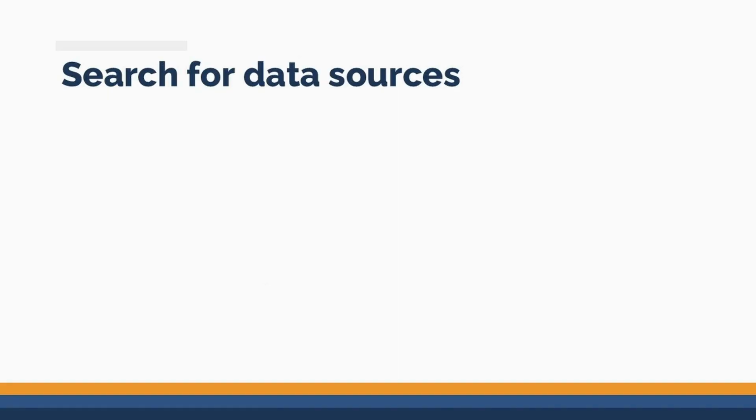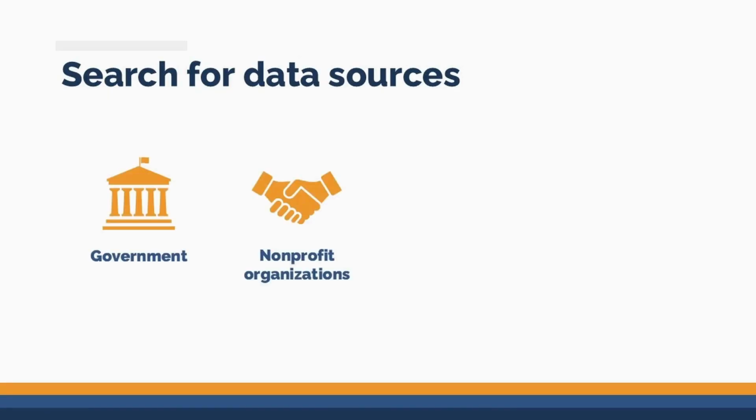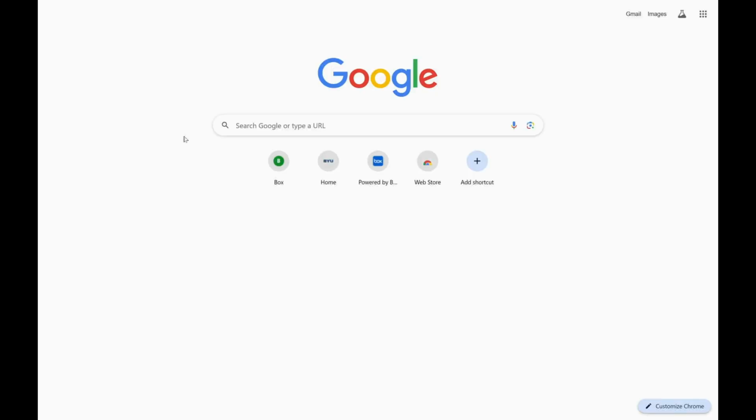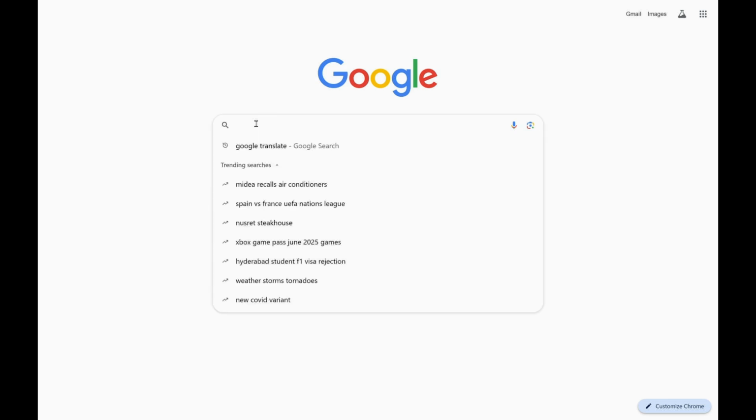First, ask yourself the question, who cares about the topic and has the ability to collect and share data about it? Some of the most common sources are the government, nonprofit organizations, researchers, and companies. If I think government entities care about a topic such as how many Americans are saving for retirement, I would start my search in Google.